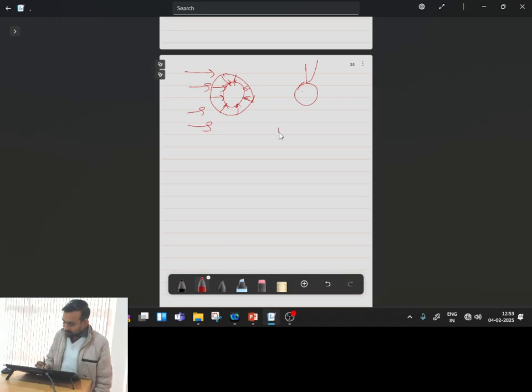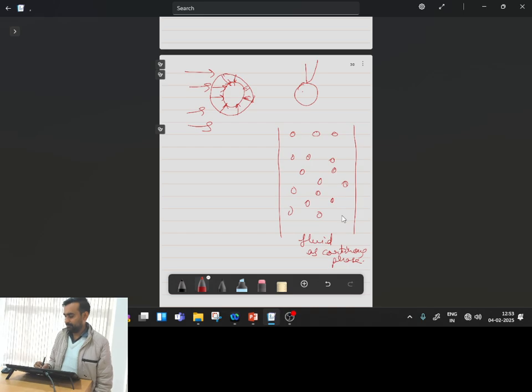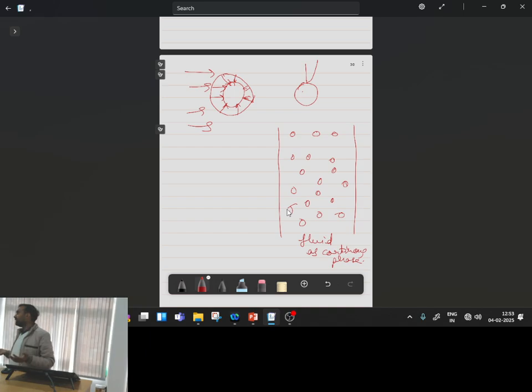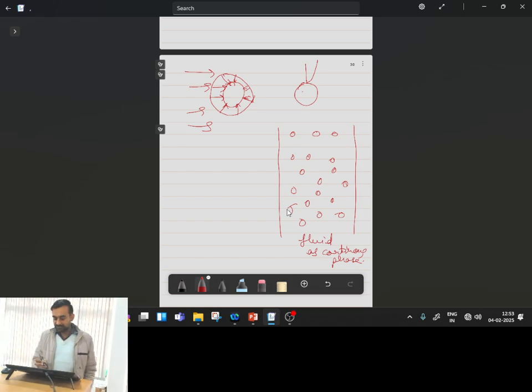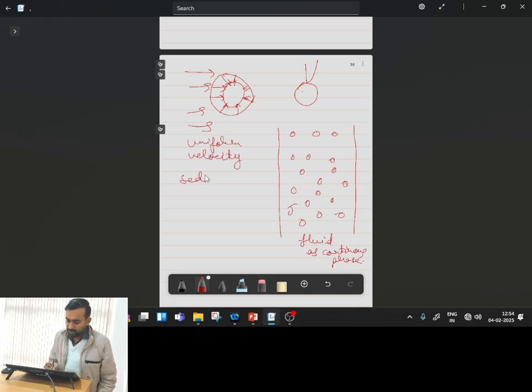Let's consider that I have some fluid as continuous phase, and in this fluid solid particles are sedimenting at uniform velocity. So the situation is you have a surrounding continuous fluid and in this, solid particles are sedimenting at the what? Uniform velocity. So this is uniform velocity sedimentation of particles.